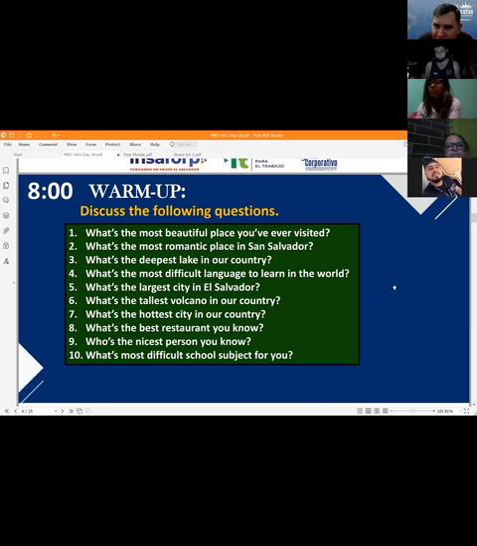The lookout, El Miradero, that they call. Maybe, right? Because El Baúl disappeared too. Yes, El Baúl disappeared. Pedrina, what's the most romantic place in San Salvador?